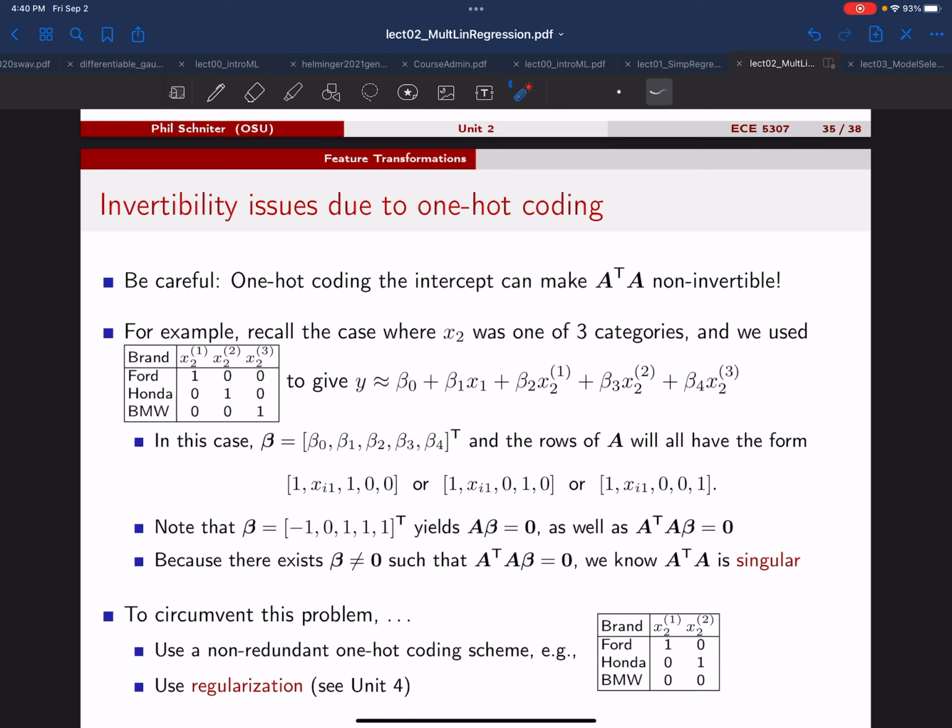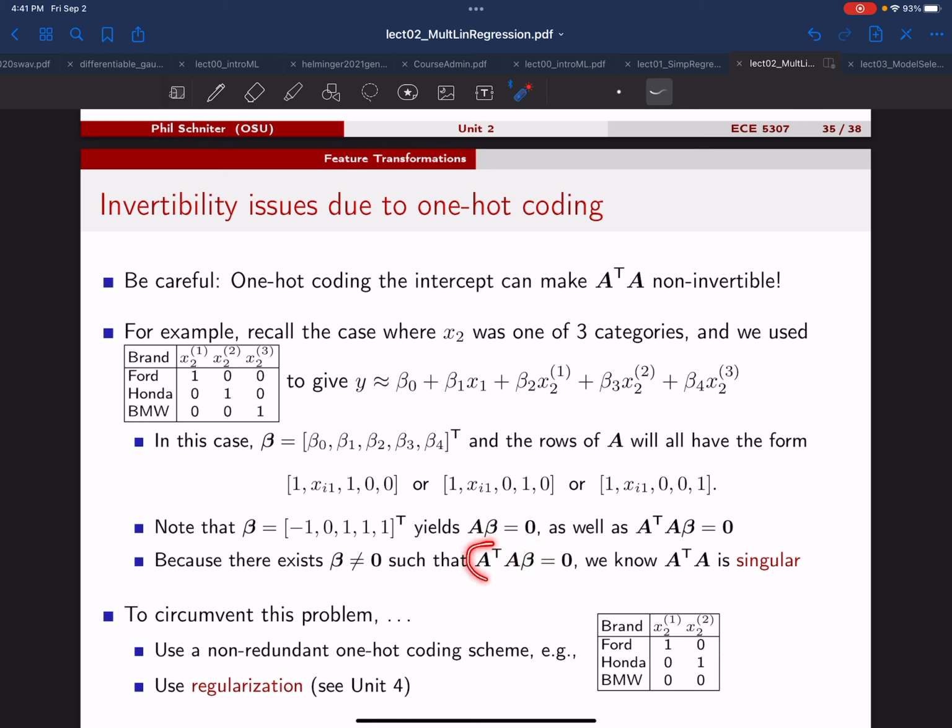If that's the case, that means you have this relationship going on. And if that holds true, I can multiply both sides of that equation by A transpose, and that holds true. Now if you think back to your linear algebra, I have a matrix, in this case A transpose A, such that there's a non-zero beta vector such that when I multiply that matrix by it, I always get a 0. You know that this matrix is not invertible. It's what we call singular. If this is going on, I have no way of finding out what beta is.